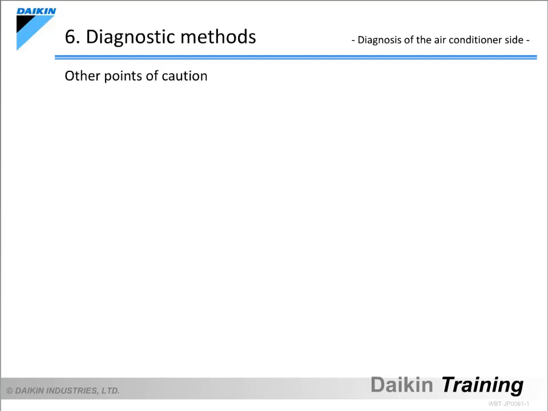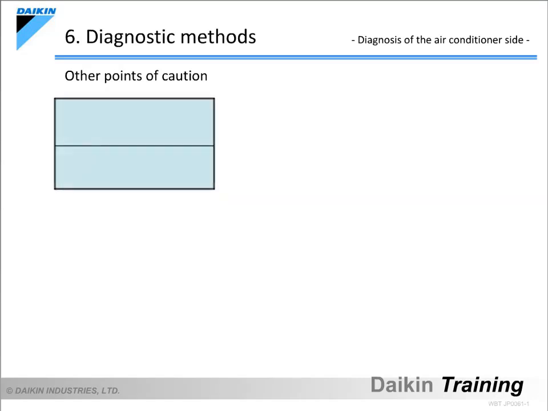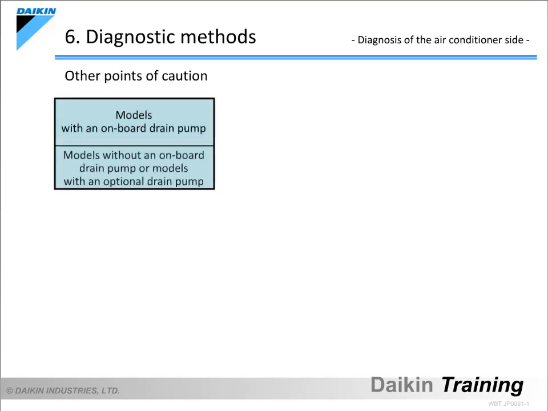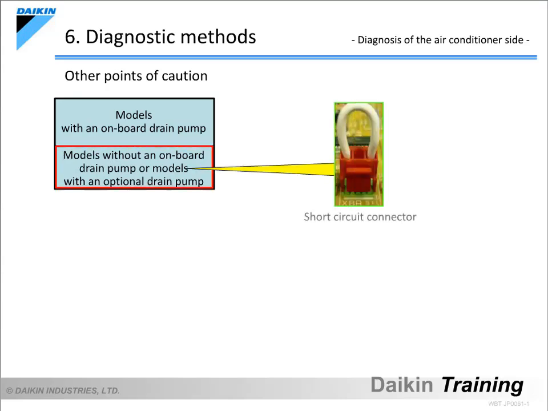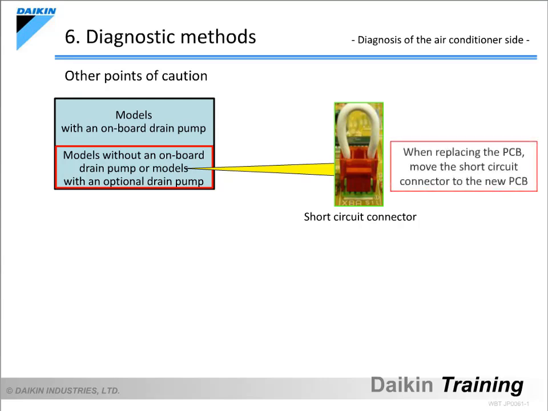Let's now take a look at the other points of caution when diagnosing problems on the air conditioner side. Depending on the model, some indoor units have an on-board drain pump, and others do not. If a malfunction occurs in a model that does not have an onboard pump, check to see if the short circuit connector is loose or disconnected based on the wiring diagram. Spare part PCBs do not have a short circuit connector.